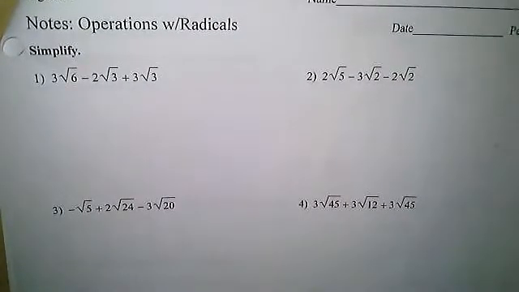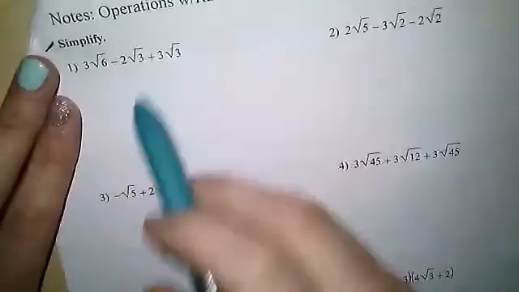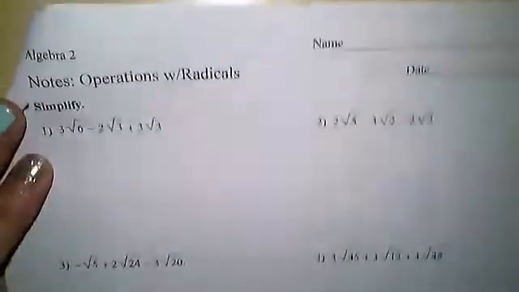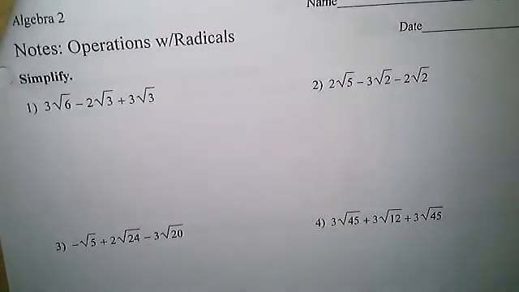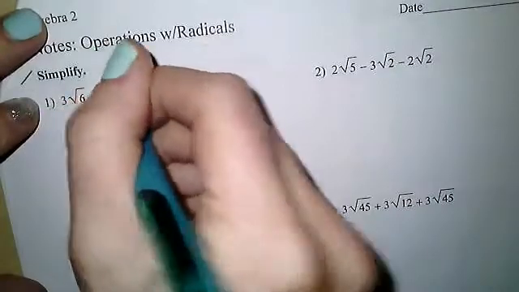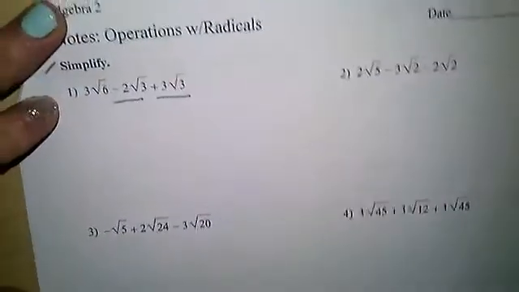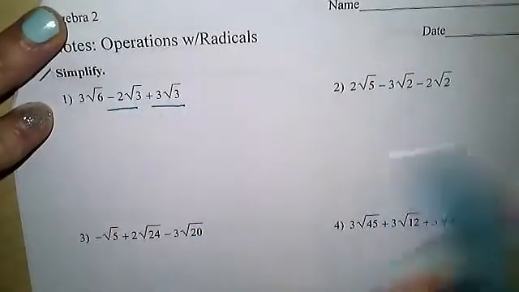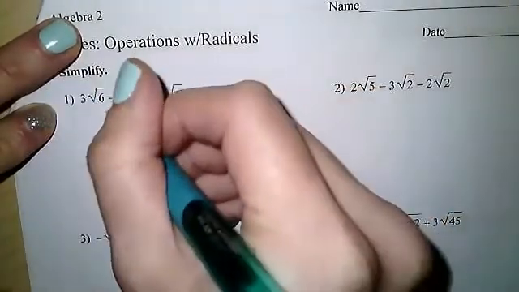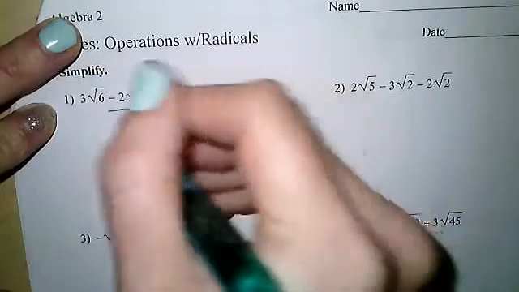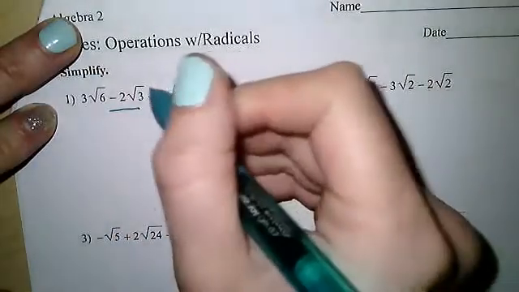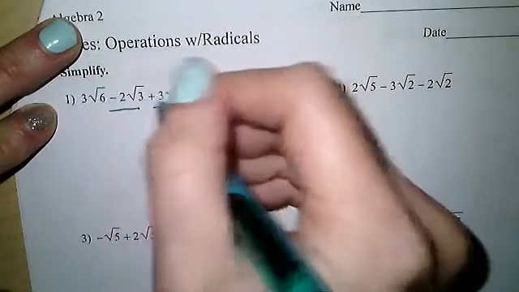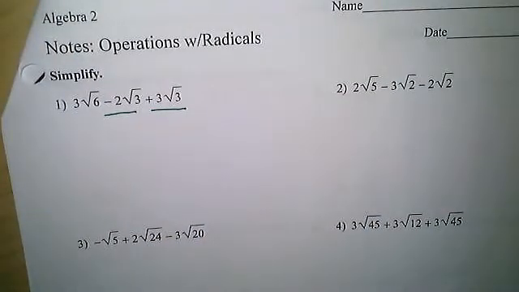Today, we're going to talk about operations with radicals, and these operations involve addition, subtraction, and multiplication today. So when we're looking at operations with radicals, it's kind of like combining like terms. If you have any radicals that have the same number underneath the radical, you can go ahead and combine them. So we can see that these two have the same number underneath the radical. So we can add the numbers that are in front of the radical.